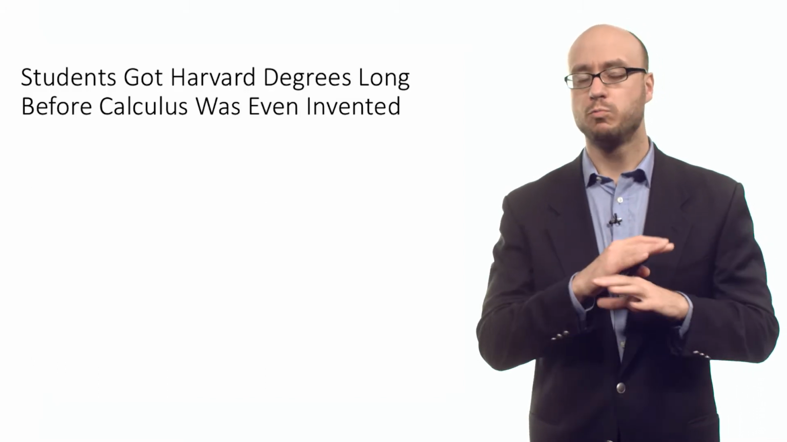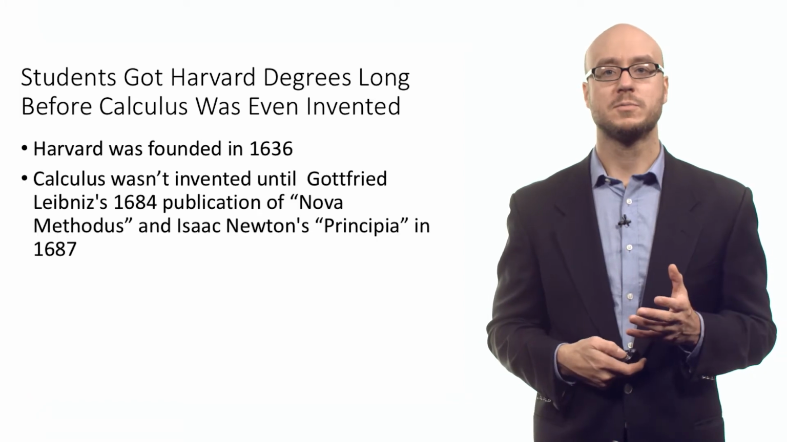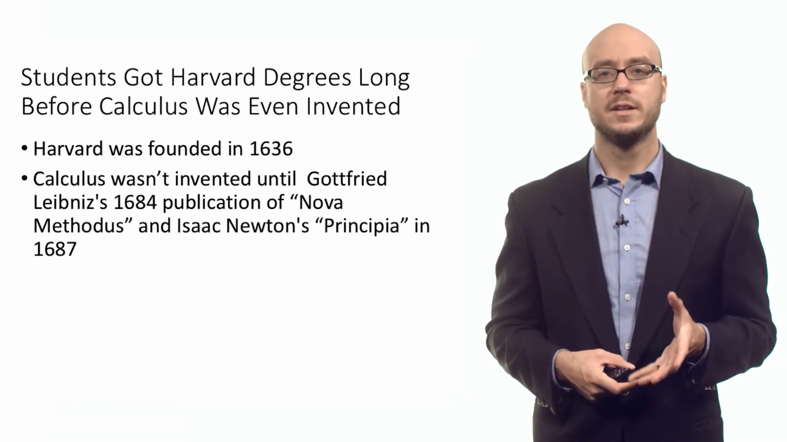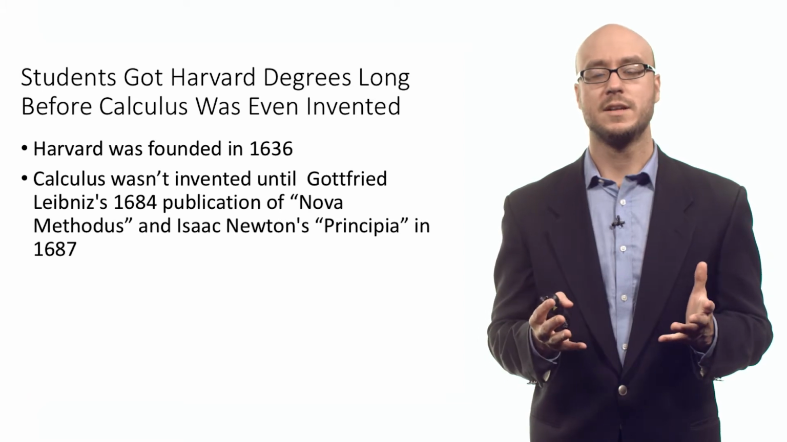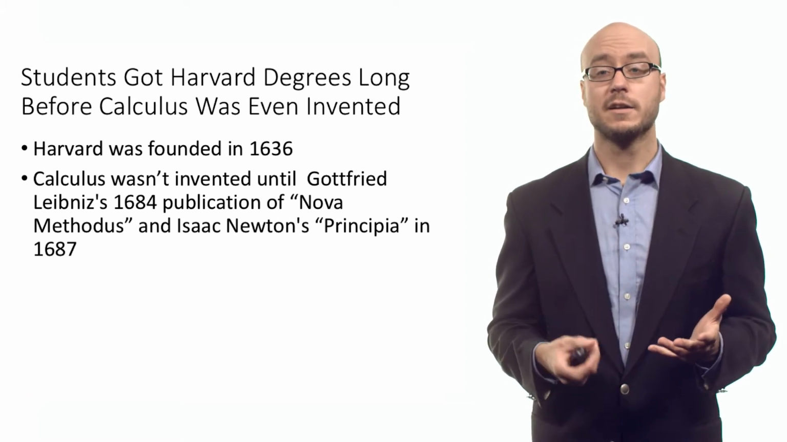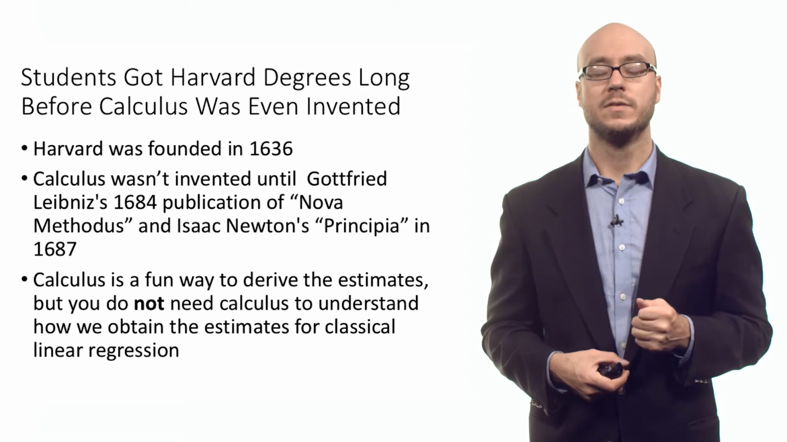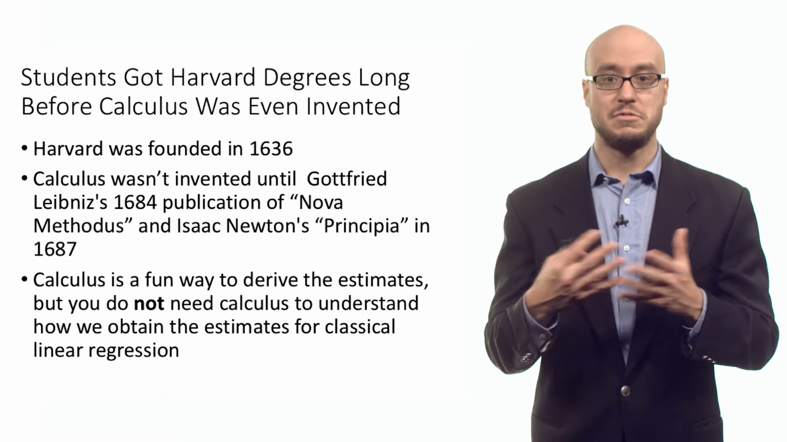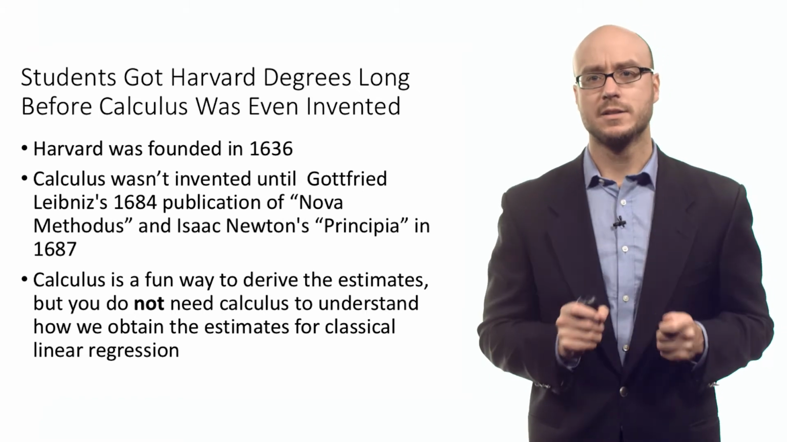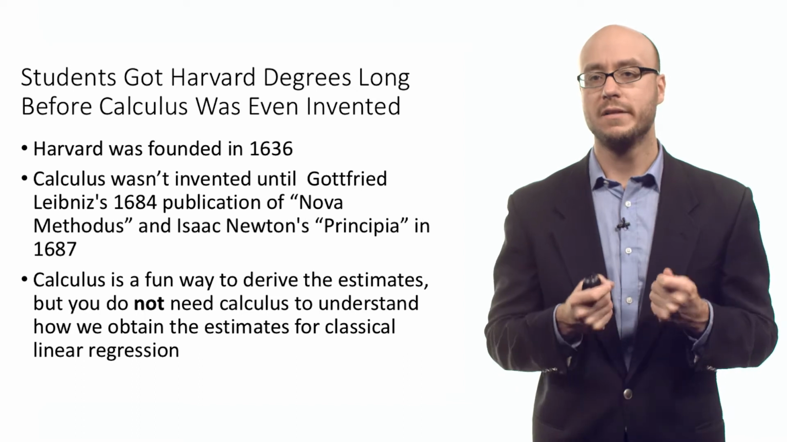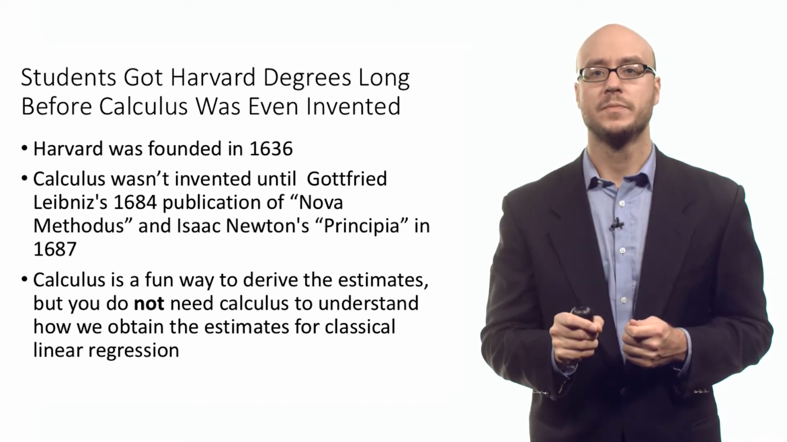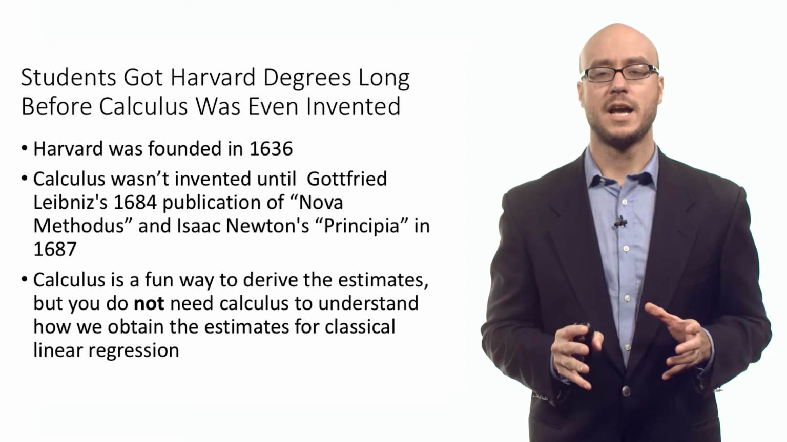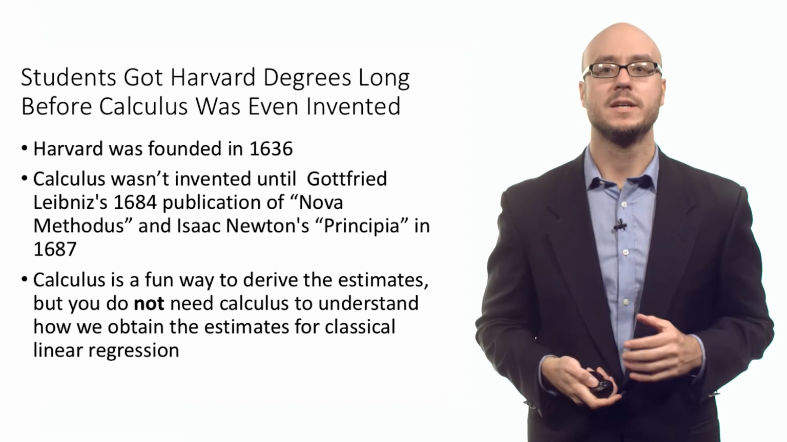In terms of the calculus, you won't need to know this for this course, and you have to keep in mind that students got degrees from Harvard long before calculus was invented. Harvard was founded in 1636, and calculus wasn't invented until about 50 years later. So you had generations of students who went to Harvard who didn't know anything about calculus, because it wasn't even invented. Calculus is a very fun and useful way to derive the values of the intercept and slope, but you don't need to know calculus to understand this idea of minimizing the sum of the squared errors.